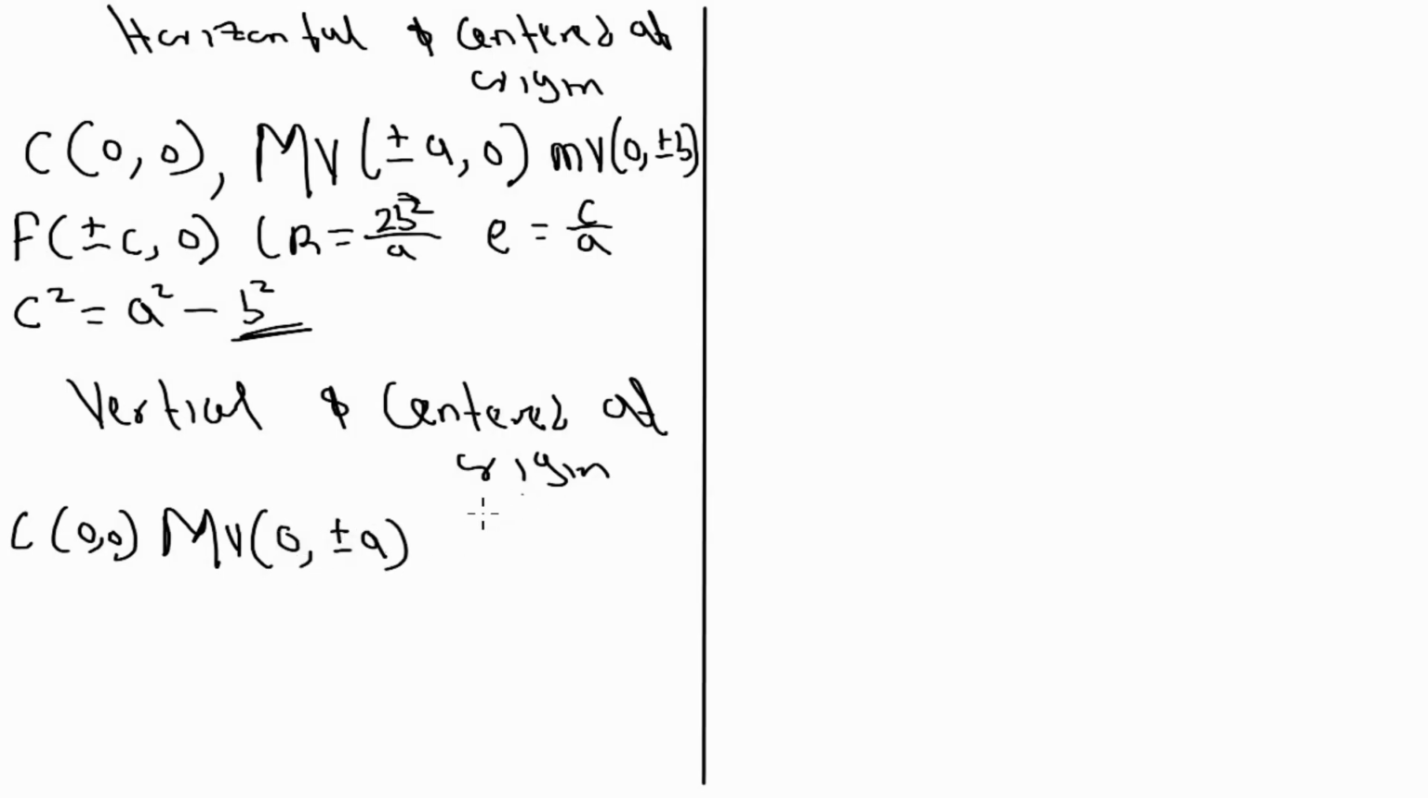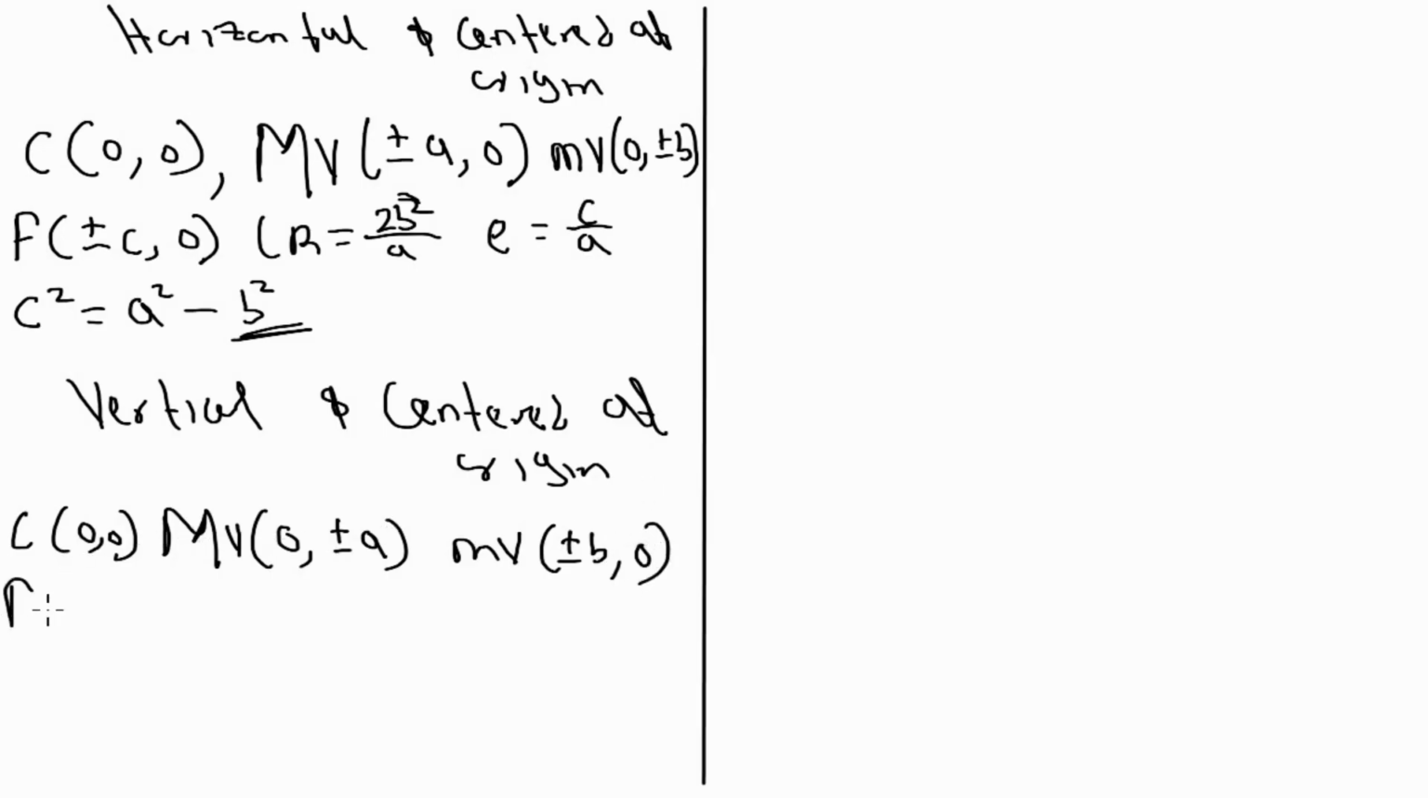You get it now? For the minor vertices, it's just like opposites to themselves. Minor vertices will now be plus or minus b, 0. Because for the minor vertices, the value of b will now be along the x-axis. So plus or minus b, 0. Please know the difference exactly.